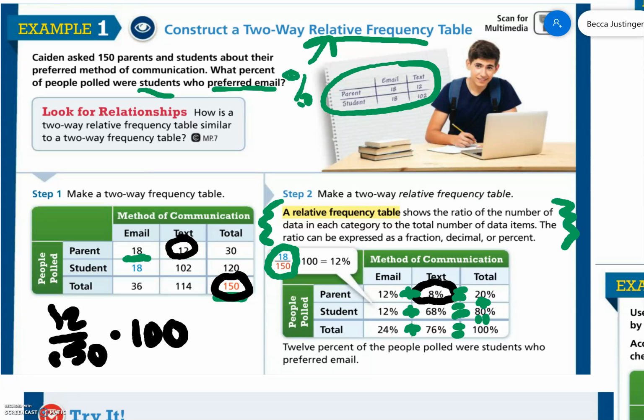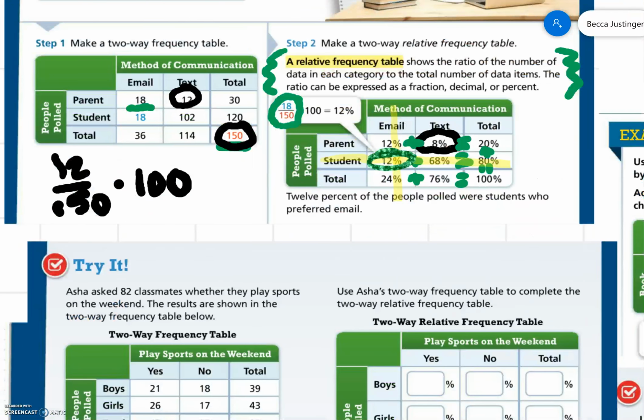So the question was, what percent of people polled were students who preferred email? So we look at students and email, and we get 12%. 12% of the people polled were students who preferred email.